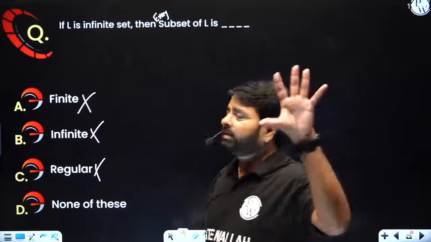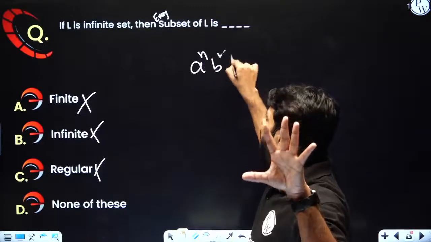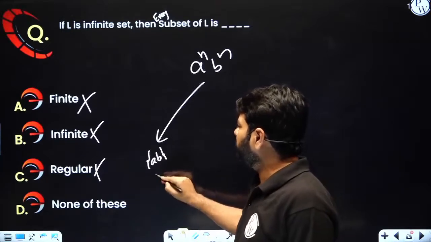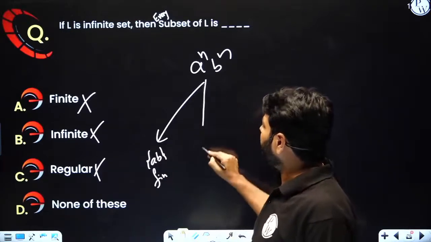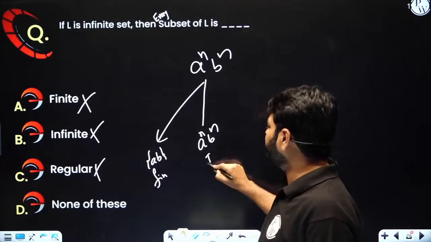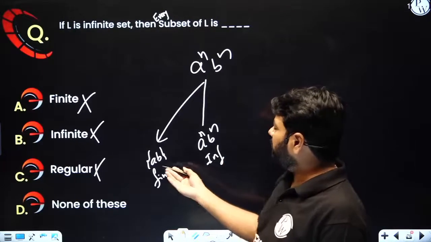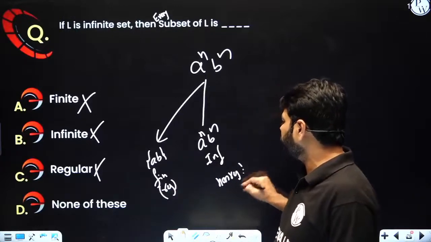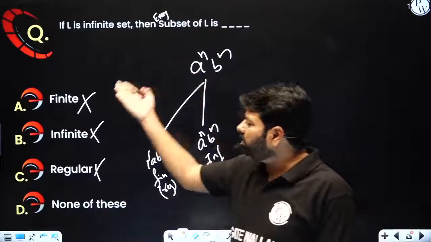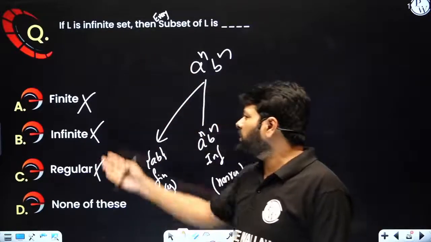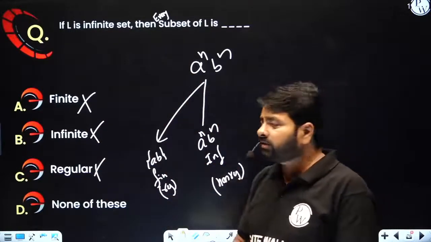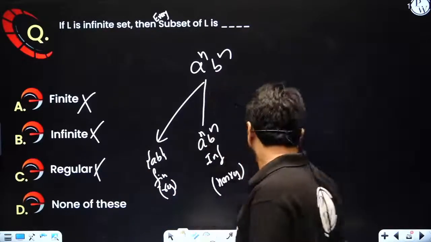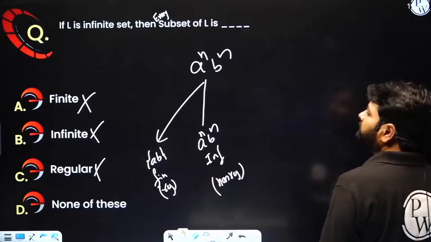If I take the infinite set a power n, b power n, here I can just take the single string ab, which is finite. If I take the language itself, it's infinite. The finite one is already regular, the other is non-regular. You don't need other examples to prove it, right? That's enough. Why are all these three statements wrong? Because you can't say always finite, because there are infinite sets as subsets of this given set.